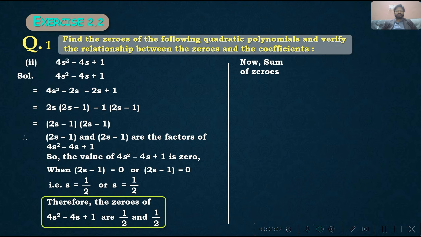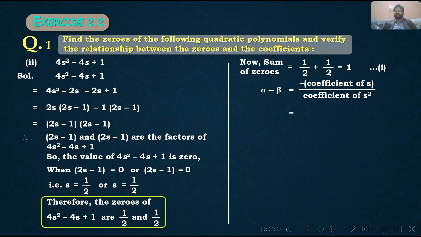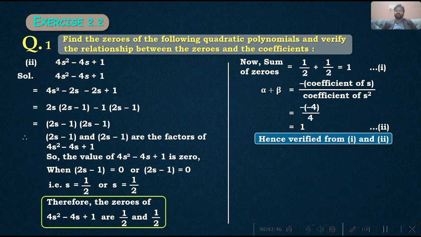Now sum of zeros: 1 by 2 plus 1 by 2, that is 1. First equation: alpha plus beta is equal to minus coefficient of s upon coefficient of s square. So coefficient of s is minus 4, so minus of minus 4 upon coefficient of s square, which is 4. So 4 upon 4 is equal to 1. So hence equation 1 and 2 verified.